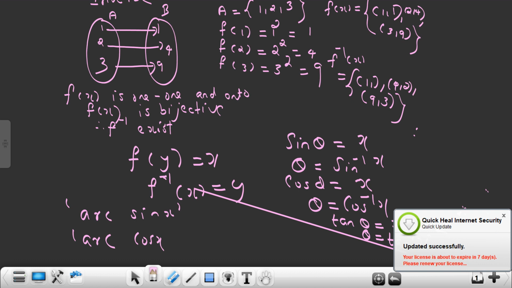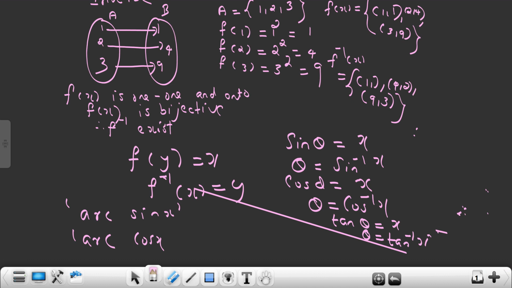In our next session, we are going to discuss the principal values of inverse trigonometric functions.